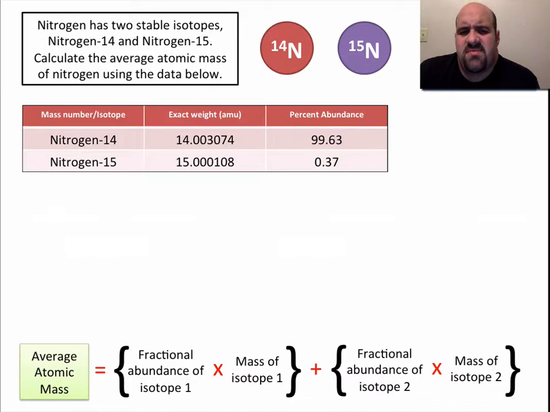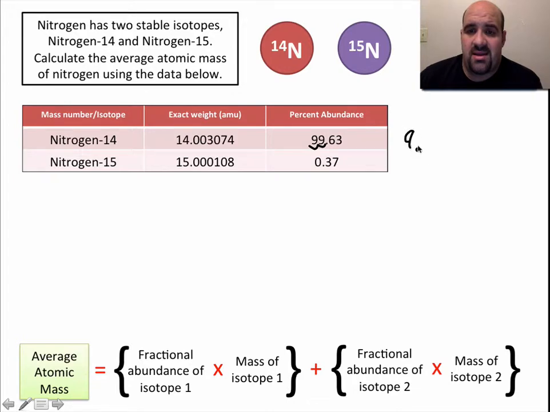So again, just to make sure this is clear, we have nitrogen 14 and nitrogen 15. 99.63% of all nitrogen is nitrogen 14. A very small percentage is nitrogen 15. How do we get the average atomic mass? Well, fractional abundance of isotope 1: divide by 100, or just move the decimal over twice.